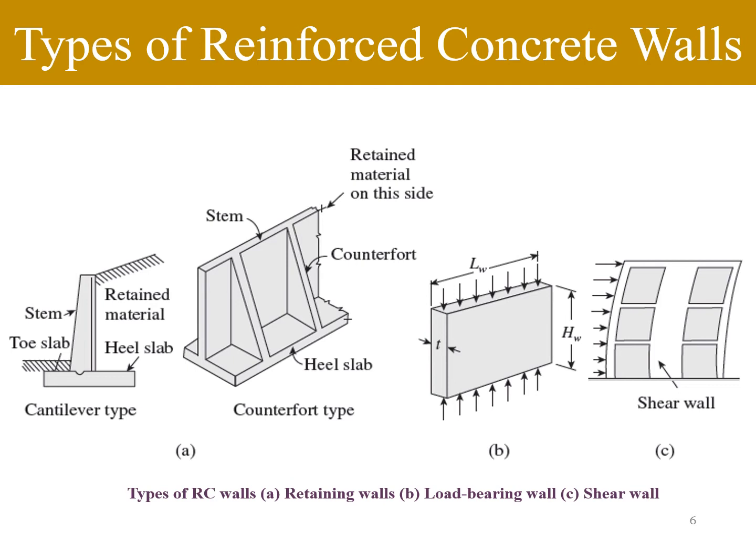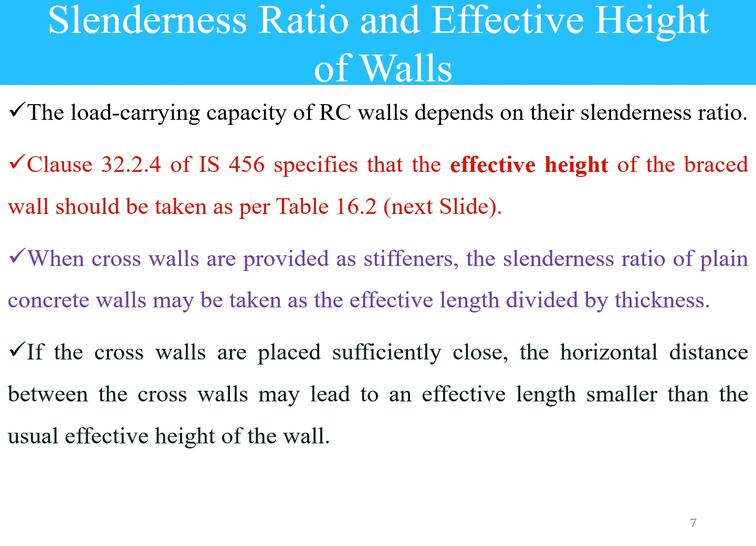These are some different types of RCC wall systems. Slenderness and effective height of my wall: as per IS 456, clause 32.2.4, the wall system can be classified depending upon the slenderness ratio, and IS 456 has specified the effective height calculations that will be presented in the next table.